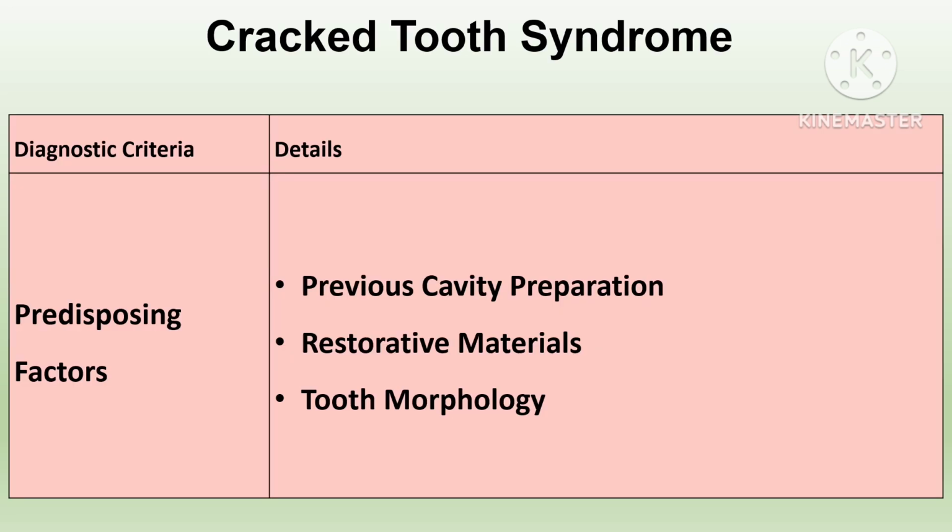Predisposing factors to cracked tooth syndrome are previous cavity preparations, because teeth that had cavities filled in the past may have weakened areas, making them more likely to crack. Heavy fillings, especially large ones, can create stress points. The shape and the position of certain teeth can make them more prone to cracking, especially the molars.